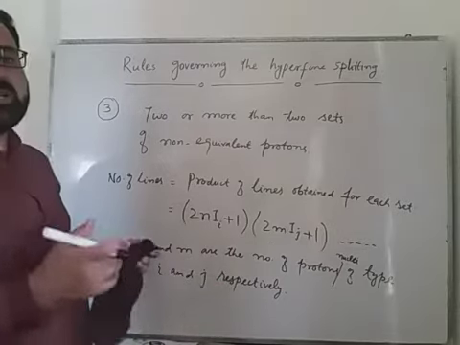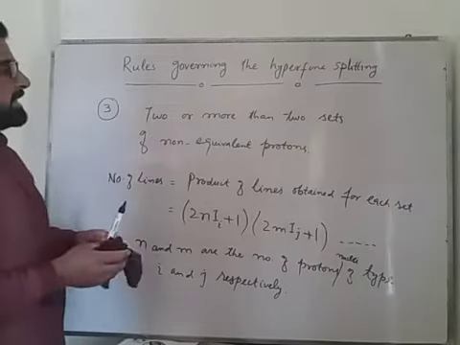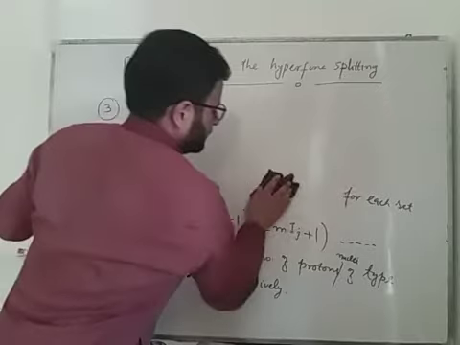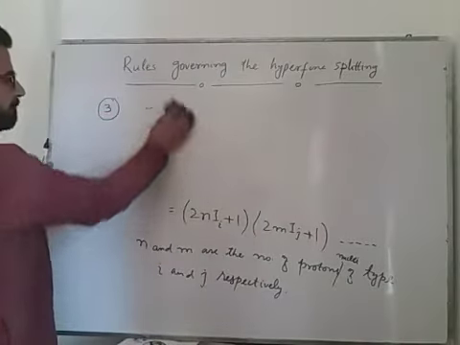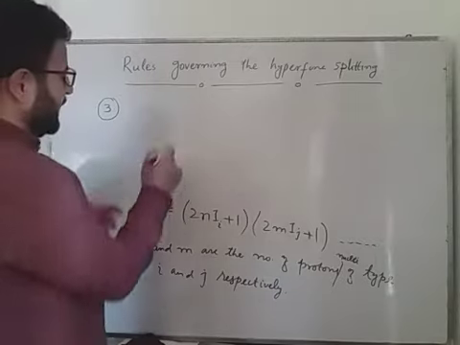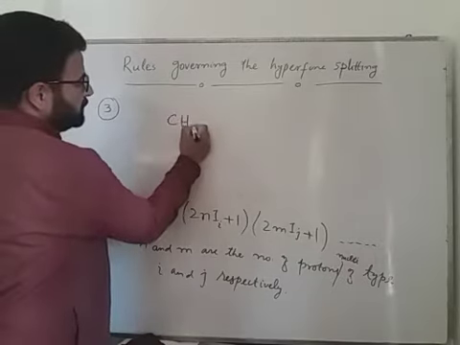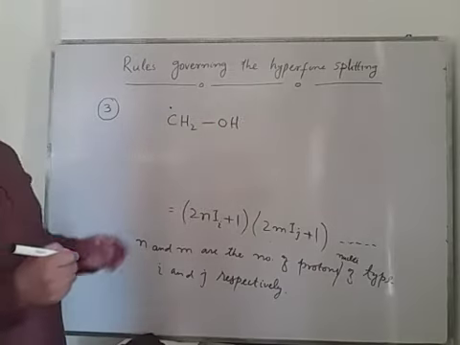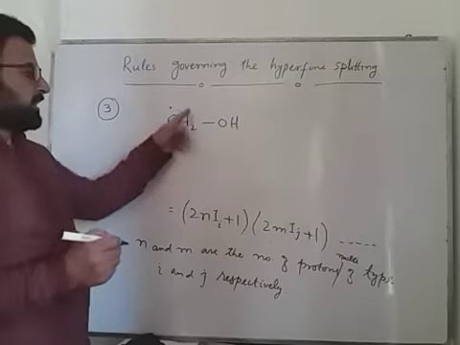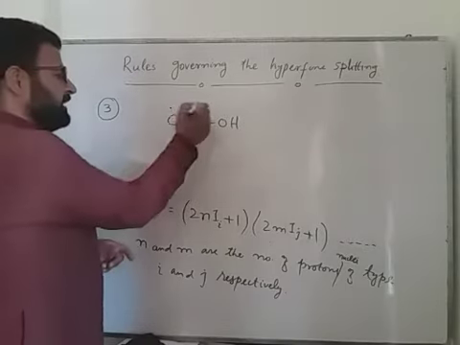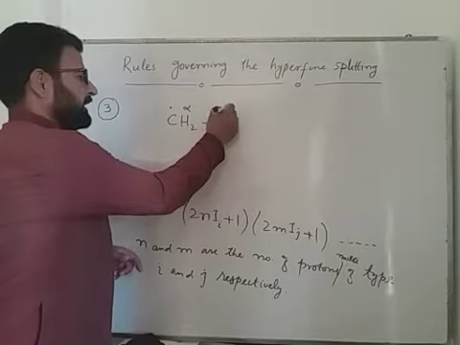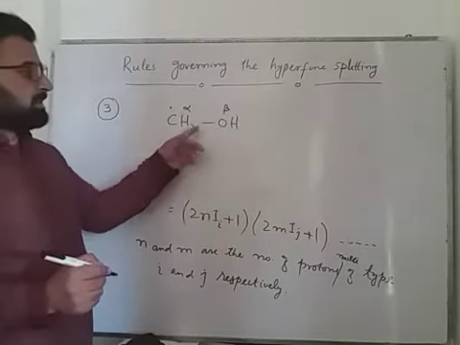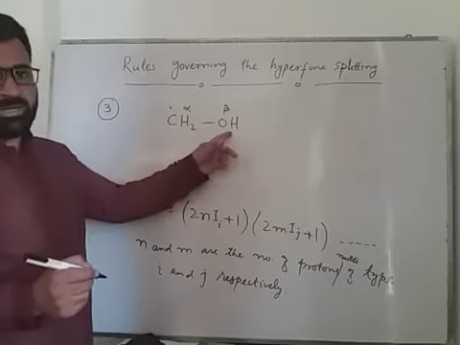Now we will take some examples where you can understand it more clearly. For example, we have the CH2OH free radical. Here the unpaired electron is delocalized over 2 kinds of protons. This is one type, I will write it alpha. Here it is beta. So there are 2 types of protons. The alpha type has 2 protons and the beta type has only 1 proton.